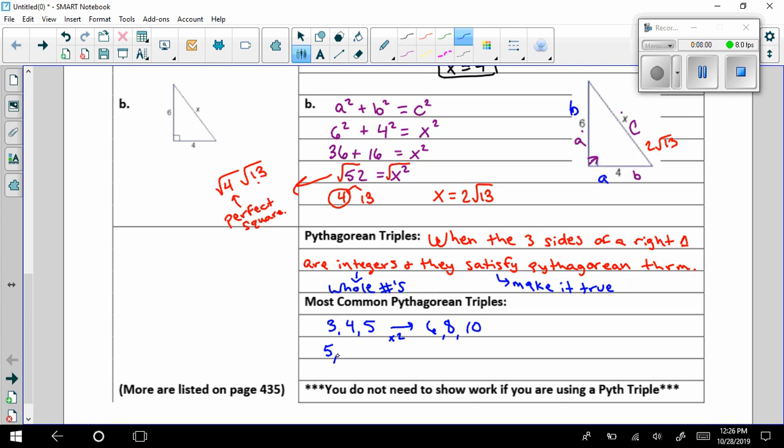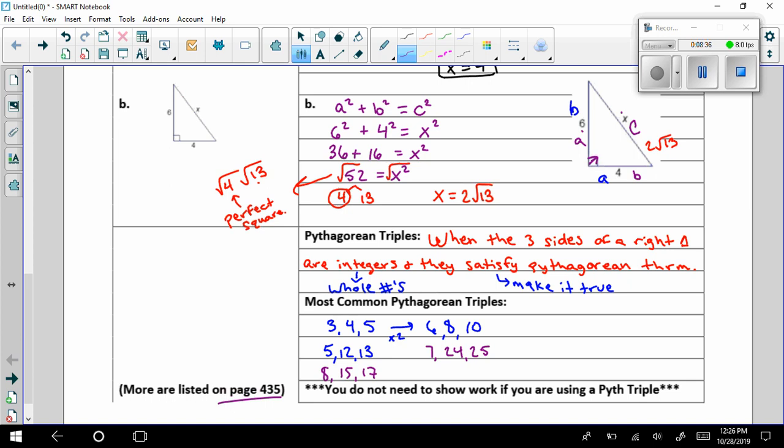5, 12, 13. 8, 15, 17. 7, 24, and 25. Okay, so all these are real common. There's more listed in the book. You're welcome to memorize them, though the work to memorize them is probably just as much as just doing the work out real quick.